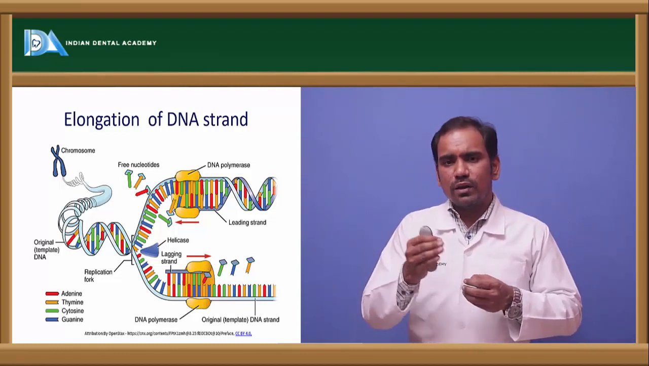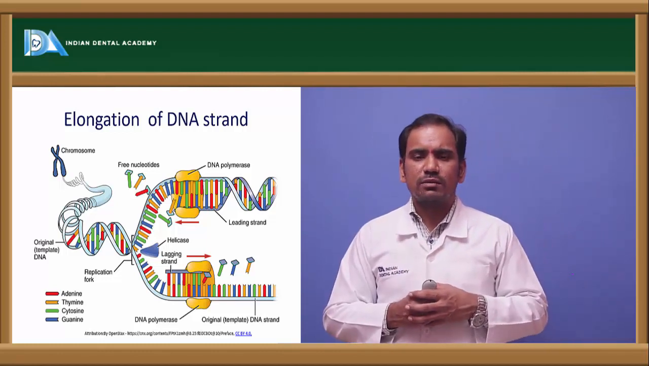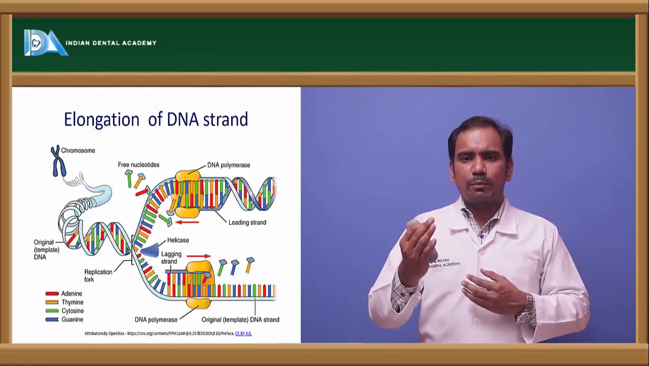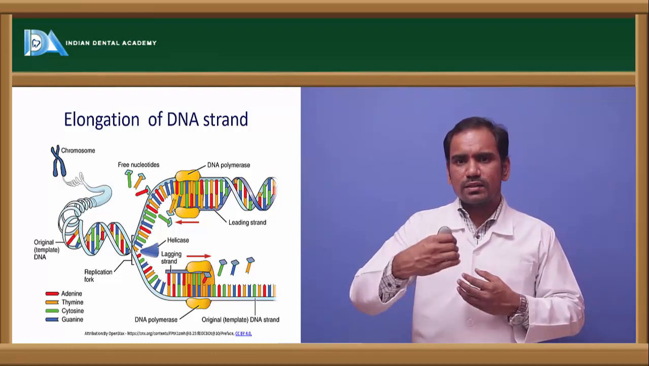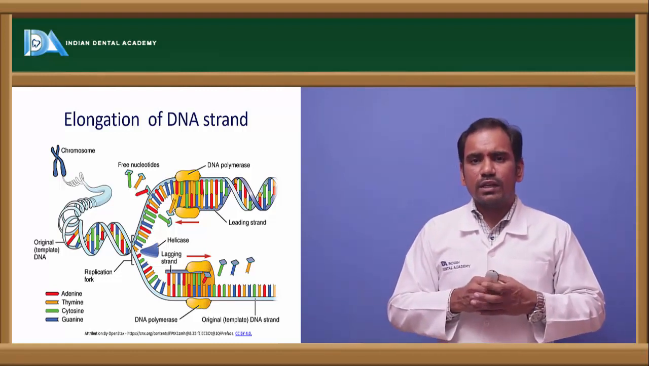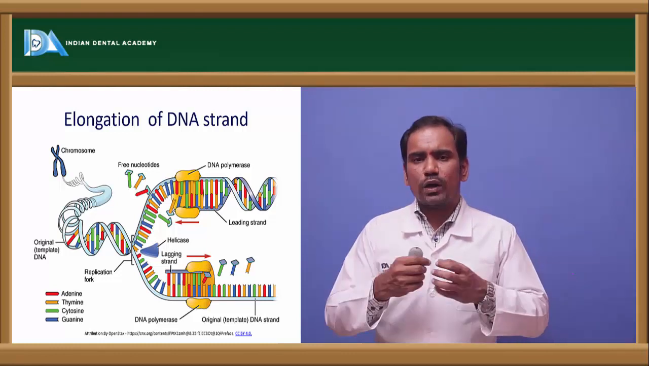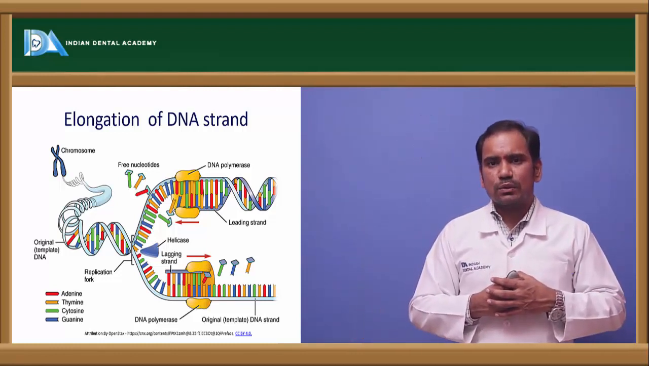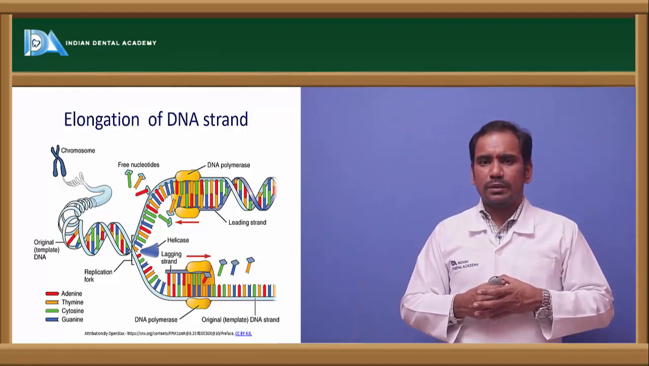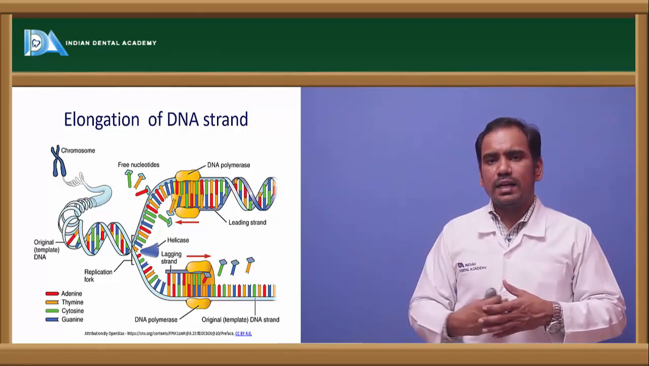After removal of the RNA primers and synthesis of a short segment of DNA, that gap is filled again by the action of the enzyme called ligase. So RNA primers are removed by DNA polymerase 1, a new segment of DNA is synthesized, and after that there is some gap, and that gap is joined by an enzyme called ligase. Ligation requires energy, and that is supplied by ATP. So this is how synthesis of DNA occurs in the lagging strand.